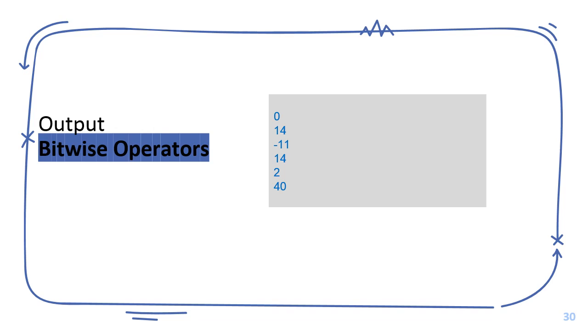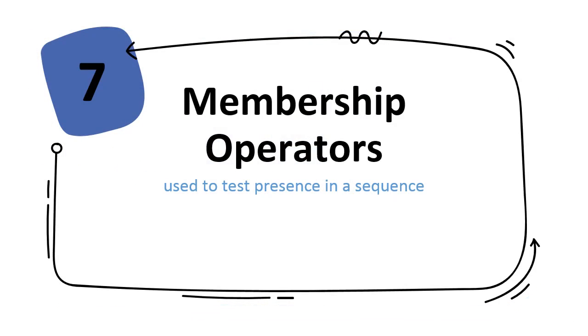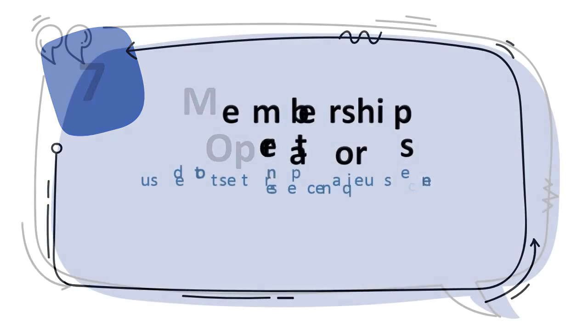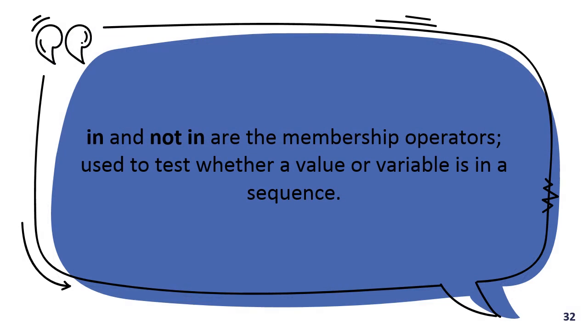Then we are moving to membership operators. They are used to test the presence of a particular item in a sequence. This sequence can be a tuple or a list or a dictionary. in and not in are the membership operators. They are used to test whether a value or a variable is in a given sequence.